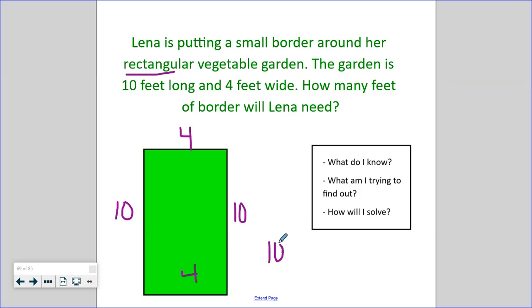So that'd be 10 plus 10 plus 4 plus 4. All right, what does that equal? That equals 28. So how many feet of border will she need? She will need 28 feet of border.